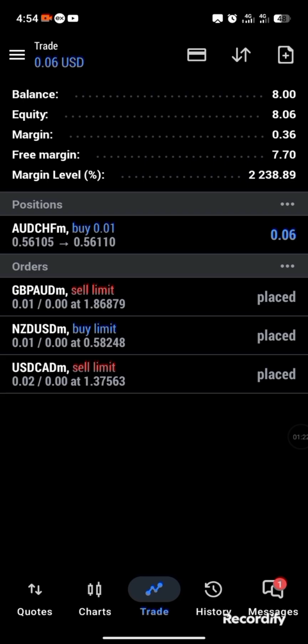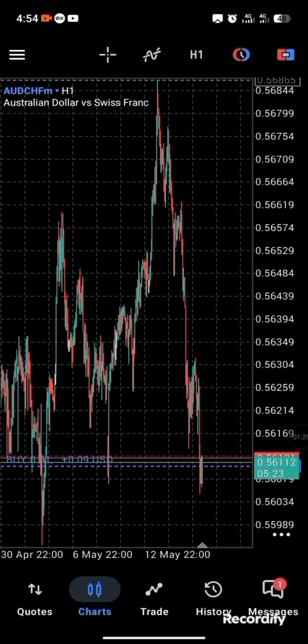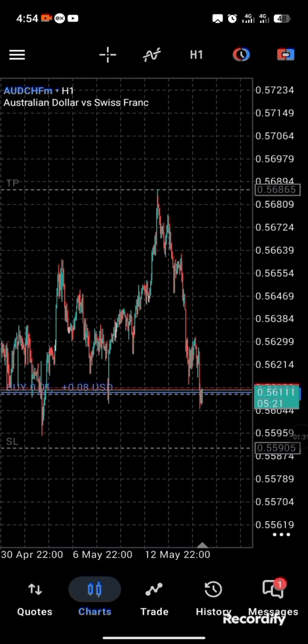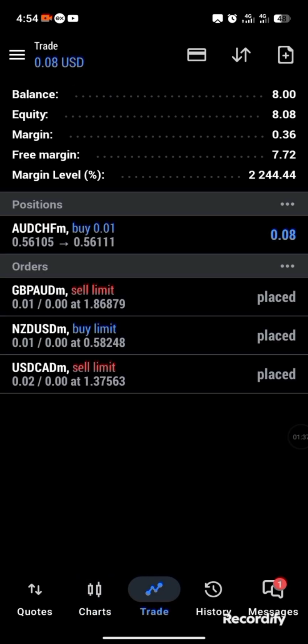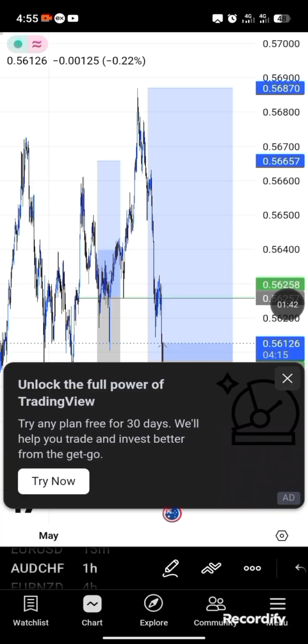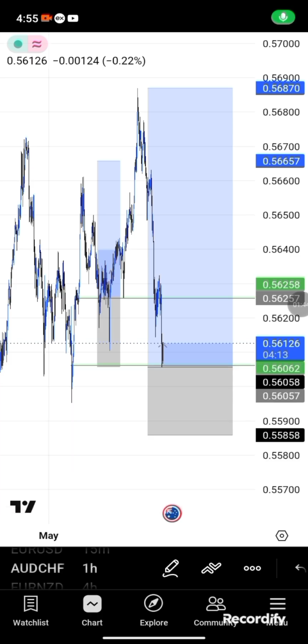Then this is the trade I'm on. I'm on AUD CHF, which is this trade here. I'm on this trade currently. Let me show you this on my TradingView. Welcome back. This is the trade here.